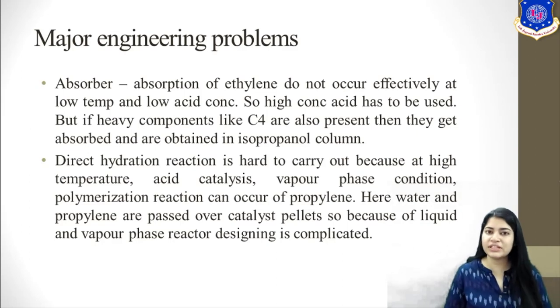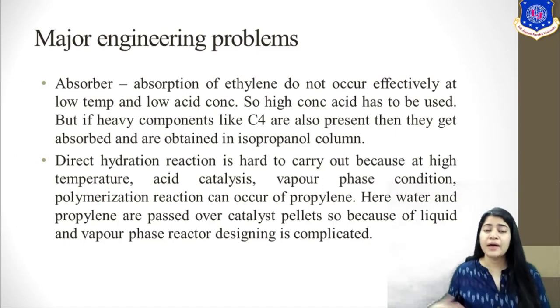But if heavy components like C4 are present, then they get absorbed and are obtained in the isopropanol column. Because ethylene does not get easily absorbed, from the top of the absorption column you can take that out as an impurity. But if in your feed you are having butane, C4 components, then it gets absorbed, and so a further column has to be attached to your isopropanol column so as to remove that butanol, because at the end what is our desired product? Purity, 99%. If butane is also absorbed together, then you have to install another separation column so as to remove that C4 component.